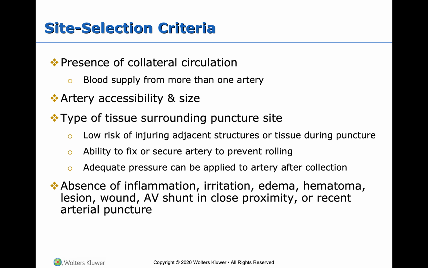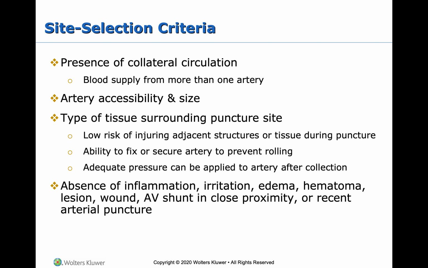And then you want to make sure that you're not drawing from a site that's really inflamed, irritated, or a site that has a previous hematoma. So say we're collecting ABGs on somebody every other day and there's a big old hematoma on the radial artery that they've been using. You're not going to want to use that artery again. You're going to want to find a different site to use. Any lesions or wounds, you're not going to want to poke through that. This goes for venipuncture too.